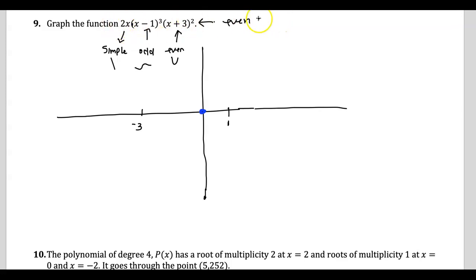It's an even polynomial with a leading even power function as the leading term, because if you multiply this out, it's going to be x times x cubed times x squared. That's going to give you 2x to the 6th power as the leading term. So we know it's going to go up to positive infinity, right?